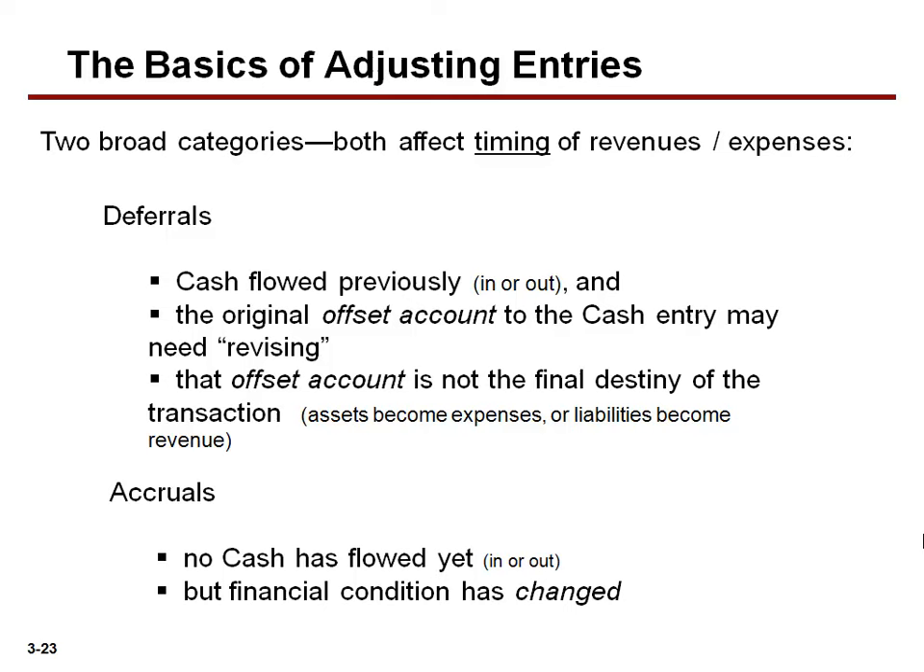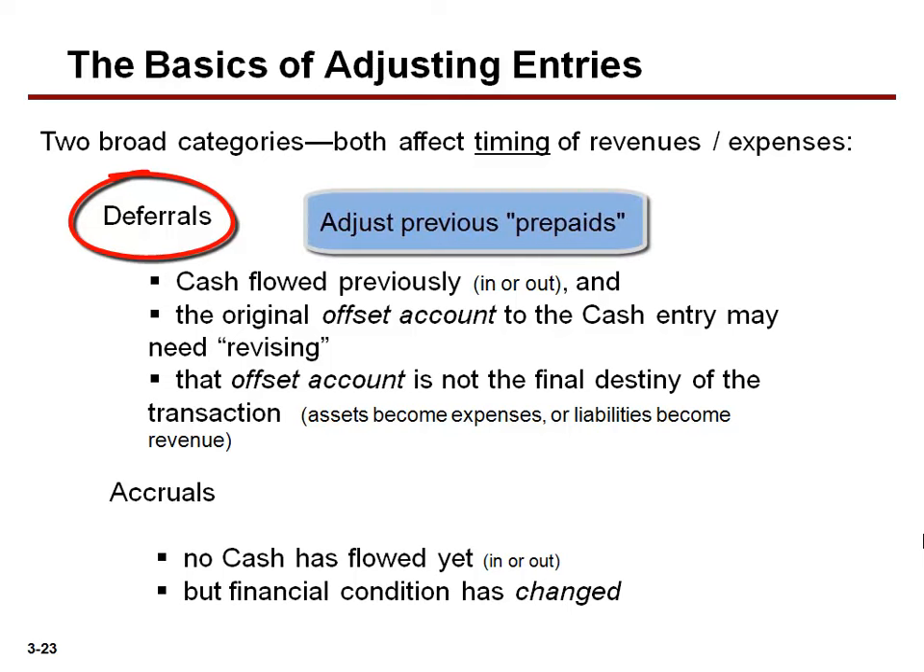But both of these categories affect the timing of revenue recognition or expense recognition. By recognition, I mean when it's recorded, when it's booked into the accounts. Again, deferrals: cash previously flowed either in or out, and the original offset account to that cash entry needs revising. That offset account, the original one, is not the final destiny of the transaction.